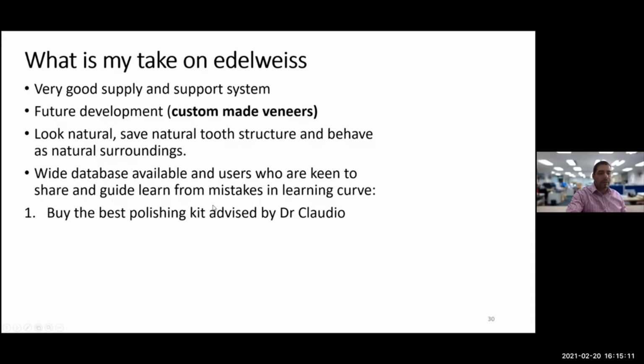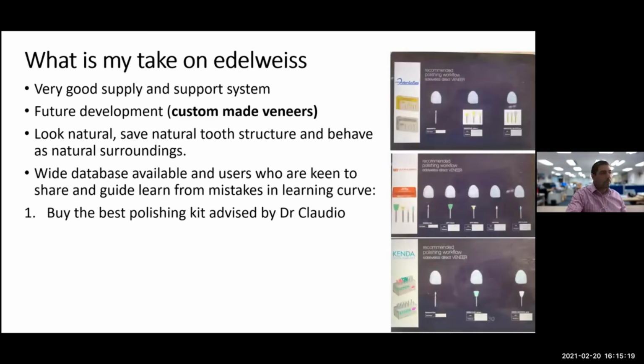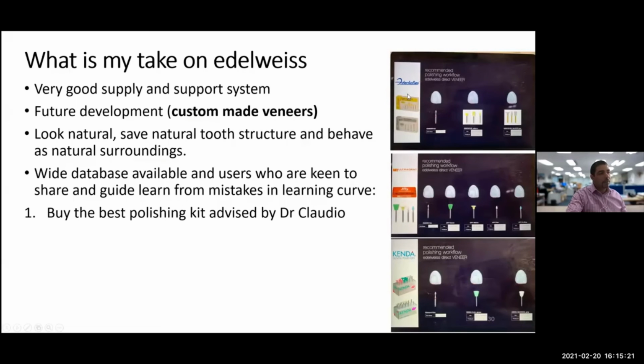So having that, I'll give you an example of what I'm planning next. I'm planning to buy the best polishing kit advised by Dr. Claudio. As I told you last week, he posted this in the WhatsApp group. He posted that you can buy. He's not biased to anyone. He's not actually giving one brand and saying this is the best. He's giving options, but we don't have them inside. So we have basic things, basic systems, or maybe different because it's a different market.